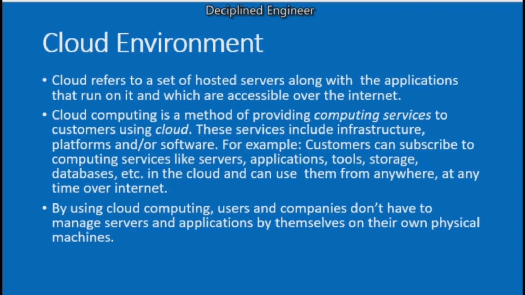These services include infrastructure, platform as a service, or software. For example, a customer can subscribe to computing services like servers, applications, tools, storage, and databases in the cloud, and use them from anywhere at any time over the internet. These services include IaaS, PaaS, and SaaS. IaaS means infrastructure as a service, PaaS means platform as a service, and SaaS means software as a service.